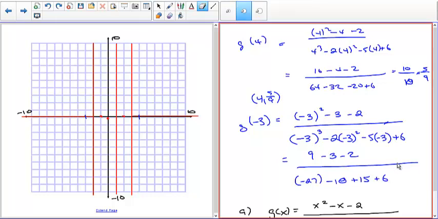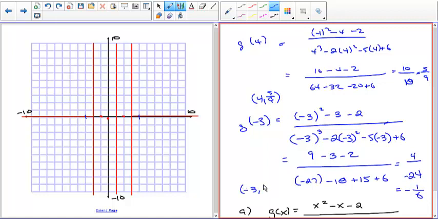So in the numerator, we have 9 minus 5, which is 4. And here we have -27, -18, -45. Plus 15 is -30. Plus 6 is -24. So that's going to be -1/6. So the point we have is -3, -1/6.